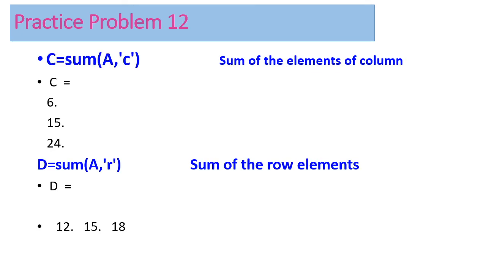If you would like to identify the sum of the elements of the columns alone, then you need to specify sum of A, C in single quotes. So C signifies the sum of the columns. If you would like to get the sum of the row elements, you have to specify R in single quotes.